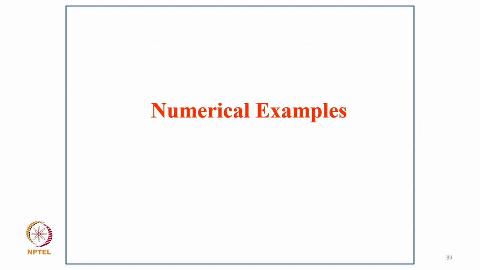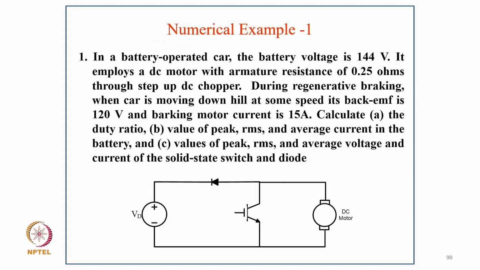So coming now to numerical examples. Numerical example 1: in a battery operated car, the battery voltage is 144 volt and it employs a DC chopper with an armature resistance of 0.52 ohms through a step up DC chopper. During regenerative braking, when the car is moving downhill at some speed, its back EMF is 120 volt and the braking motor current is 15 ampere.